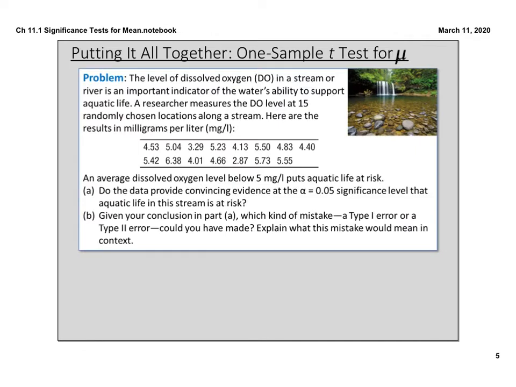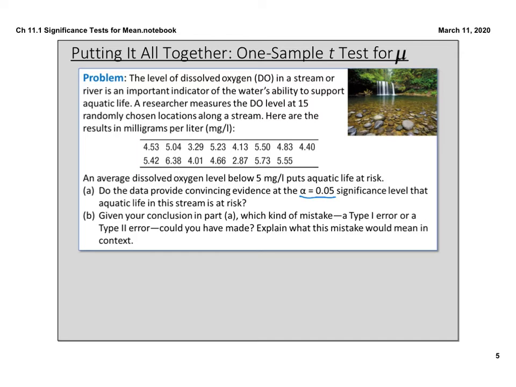All right, so let's just go through the first question. It says a level of dissolved oxygen in a stream or river is an important indicator of the water's ability to support aquatic life. A researcher measures the DO level at 15 randomly chosen locations along a stream. Here are the results in milligrams per liter. An average dissolved oxygen level below 5 milligrams puts the aquatic life at risk. Do the data provide convincing evidence at the alpha 0.05 significance level that the aquatic life in this stream is at risk?